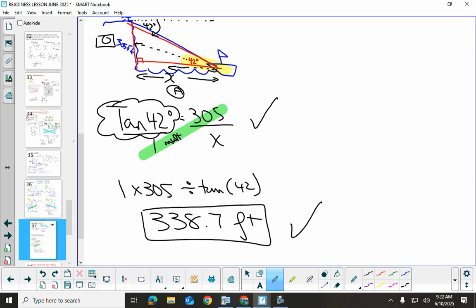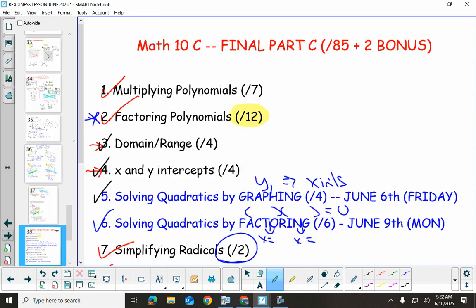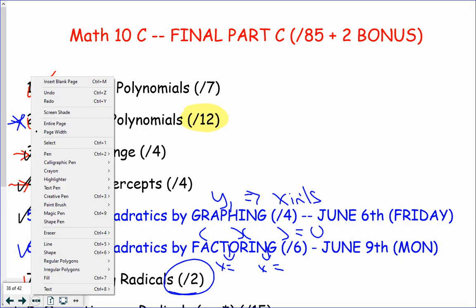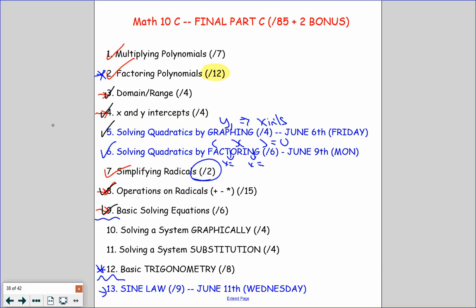Okay? So here is what we have done. We have now done questions 1 to 12 on the final. The only thing we have not done is question 13 on the final, which is what we're going to do tomorrow. So tomorrow I'm going to show you a new trig formula. It is ridiculously easy. All it is is cross multiply and divide. That's it. And it gets better.